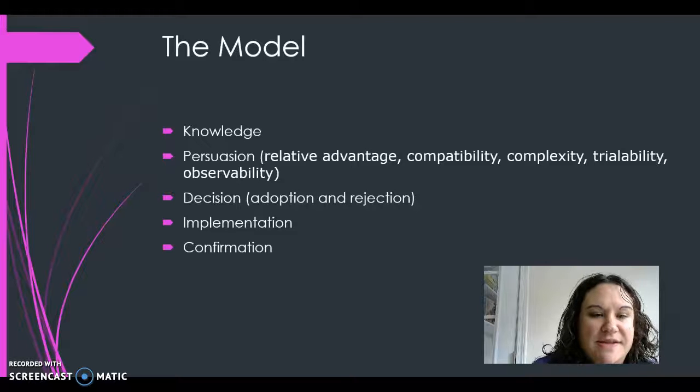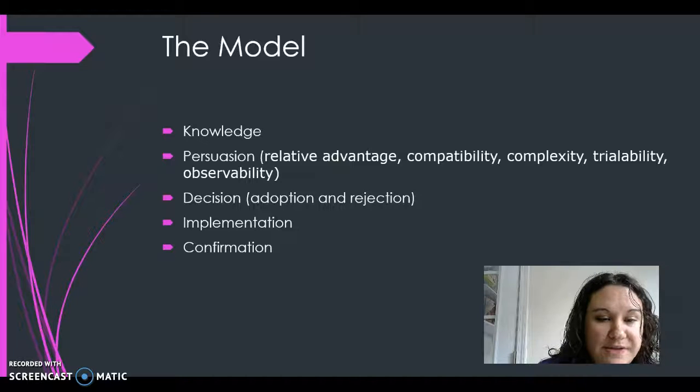Persuasion, this is an interesting step because this is where those folks that need to be persuaded get persuaded. There are different steps and things that contribute to persuasion. I have them listed here: relative advantage, compatibility, complexity, trialability, and observability. So all those take a hand in whether or not a group or group members are persuaded to do the thing, the activity, or whatever it is.